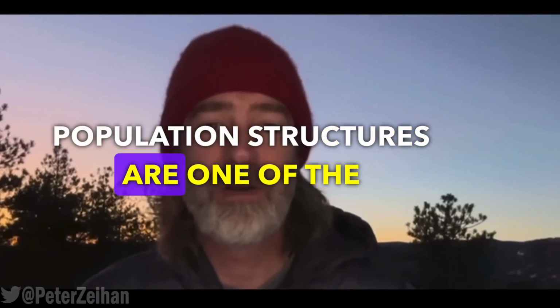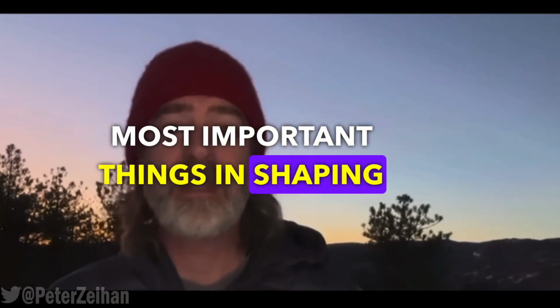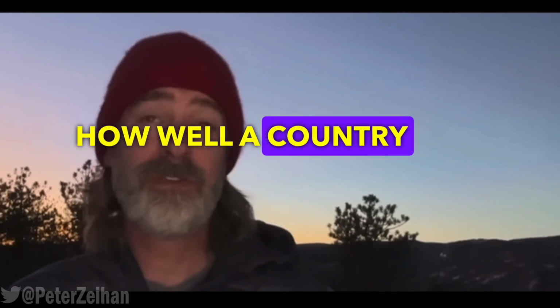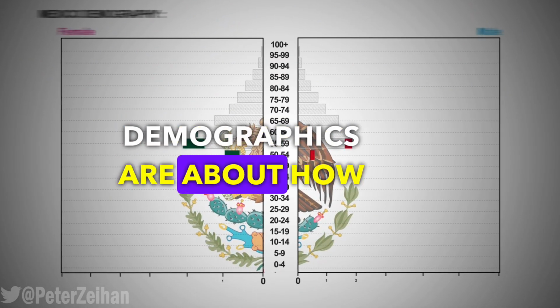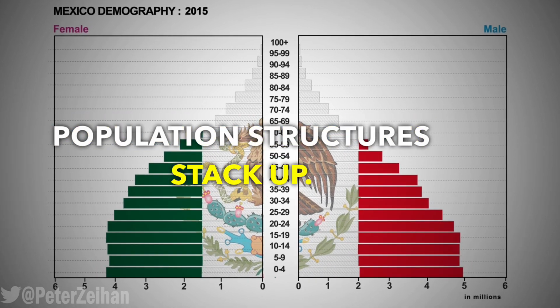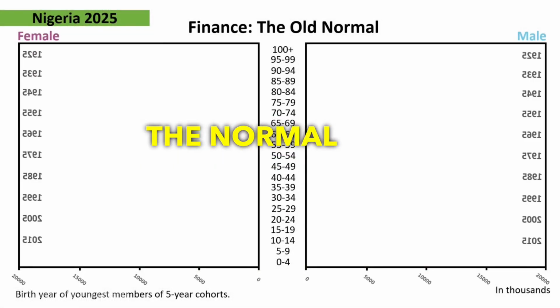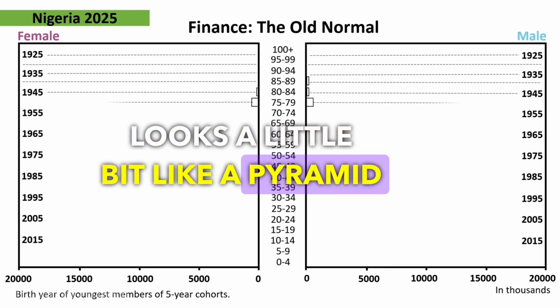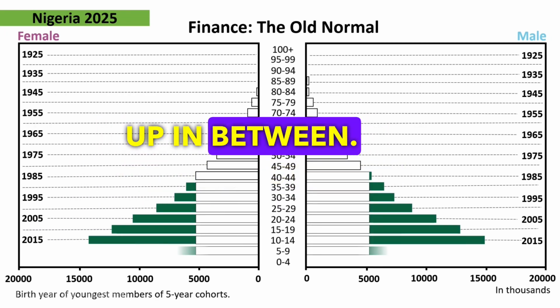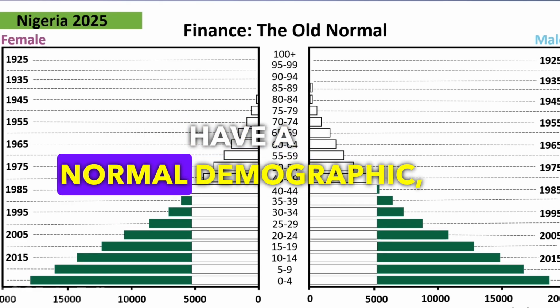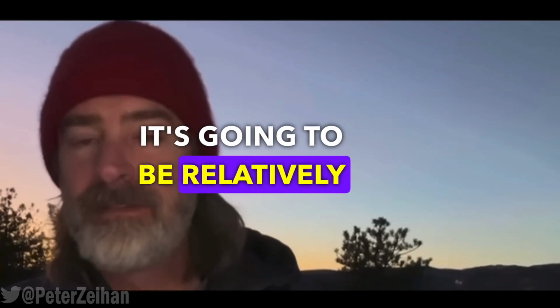Population structures are one of the most important things in shaping how an economy does, how well a country does, whether it survives, whether it thrives. Demographics are about how population structures stack up. The normal program looks a little bit like a pyramid with very few retirees at the top and a lot of children down below and everyone stacked up in between. And when you have a normal demographic, it's going to be relatively inflationary.